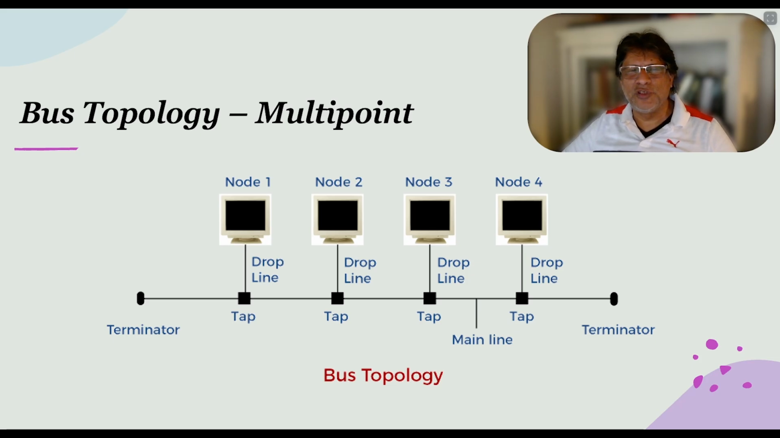At the very endpoint, you have to make sure you have terminators, otherwise the signal keeps on bouncing back and forth, and the signal does not actually work properly. So at the endpoint, you have an end connector that you basically put in place to close the possibility of signal bouncing. So there are two terminators at the very end.